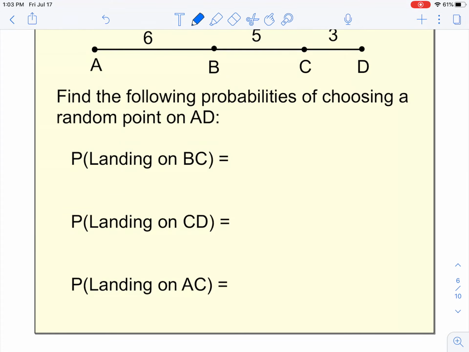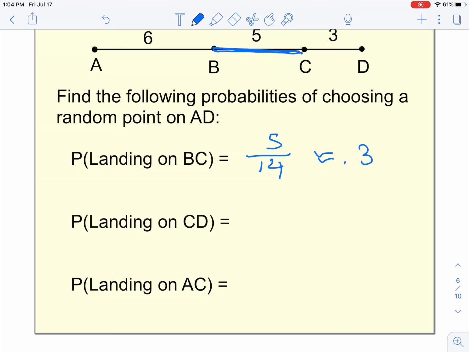So, geometric probability. Let's do a line segment one. I'll do one of these, or two of these, and then you do the last one. Some people get kind of confused on these, but it's really not that difficult. So, find the following probabilities of choosing a random point on AD. If you just randomly choose a point, what is the probability that it lands on BC? We want to know the probability that it lands in this region right here.